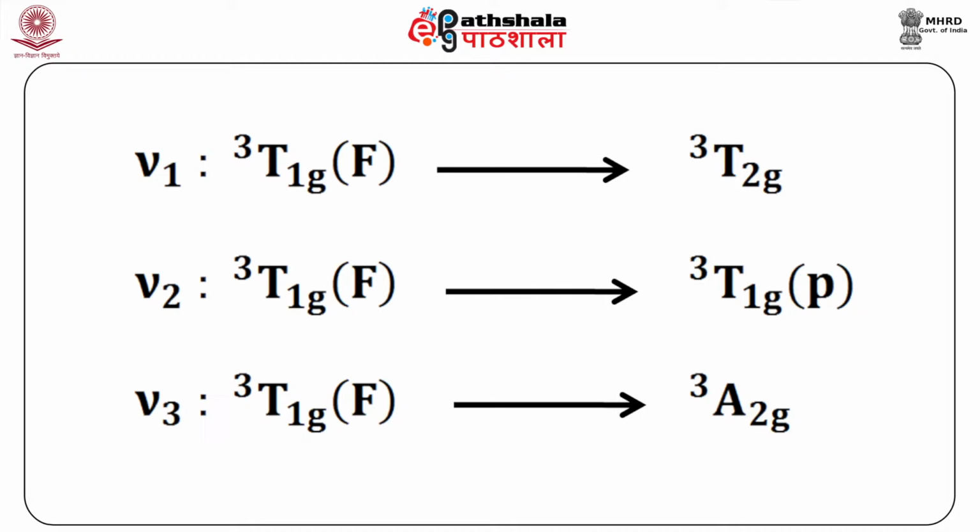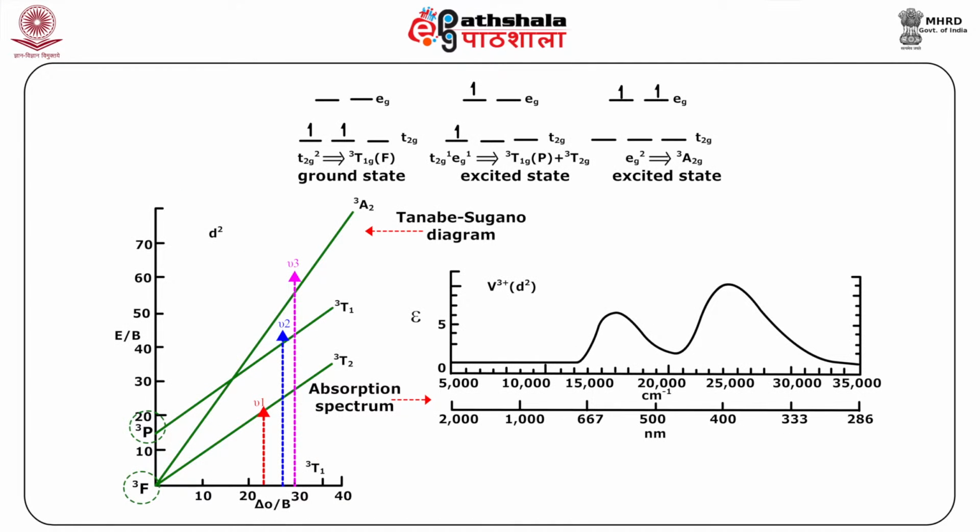Here is shown the Tanabe-Sugano diagram and the absorption spectrum for the d2 configuration. From the absorption spectrum, it can be seen that only two transitions are observed, corresponding to nu1 and nu2, at 17,800 and 25,700 centimeter inverse. The third band, nu3, lies at 38,000 centimeter inverse, which is out of the scale for the spectrum and is mostly overwhelmed by the charge transfer bands in that area.